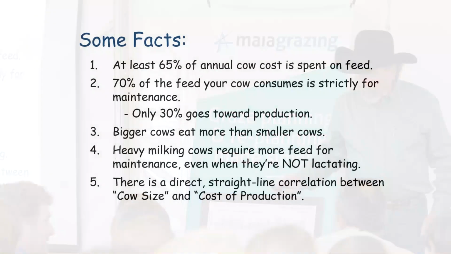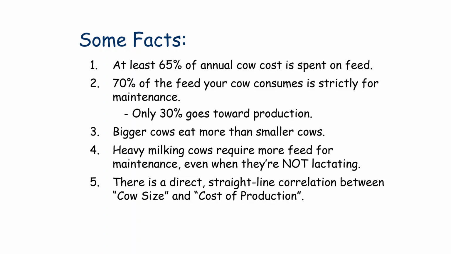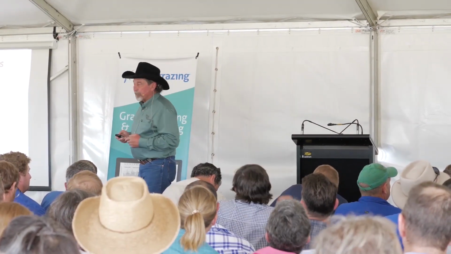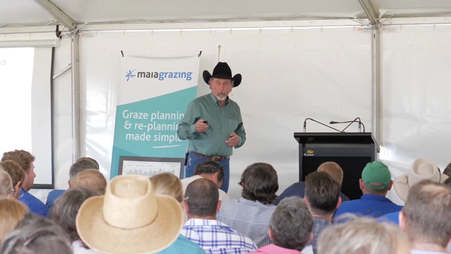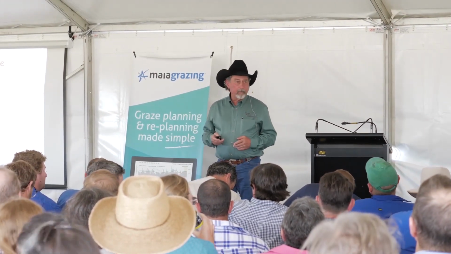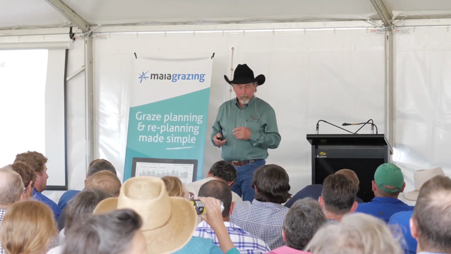Okay, there's a direct straight line correlation between cow size and cost of production. Would it be safe to assume that most cows in Australia are too big? Have I convinced you of that yet? Why do most ranchers have cows that are too big? Weaning weights. Do big cows always have big calves? No.